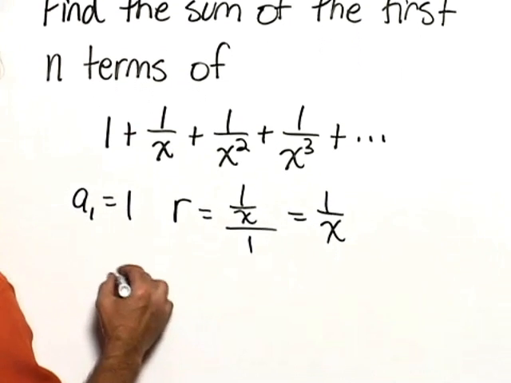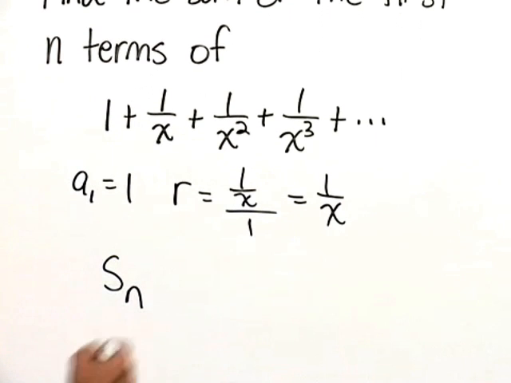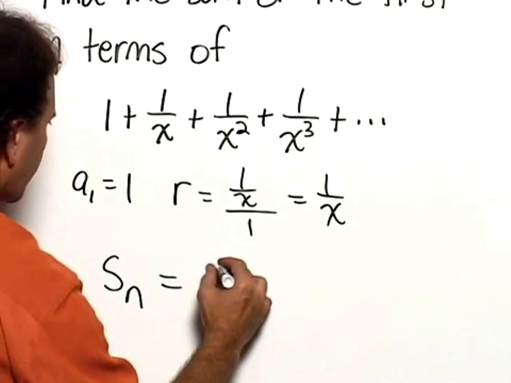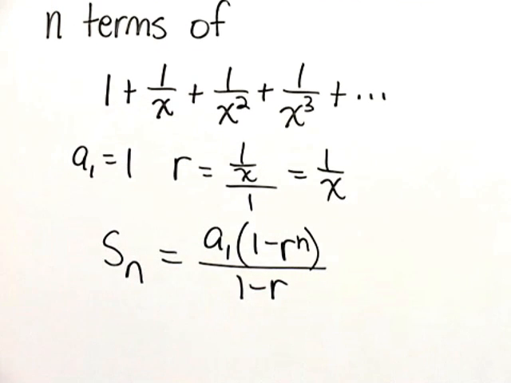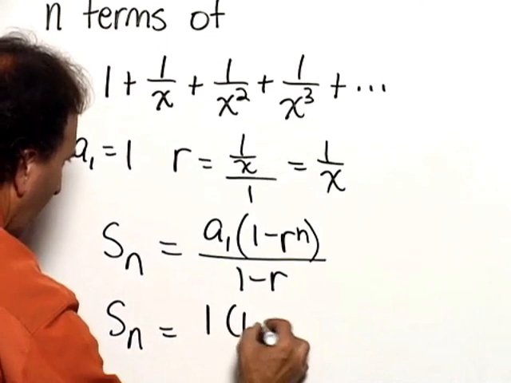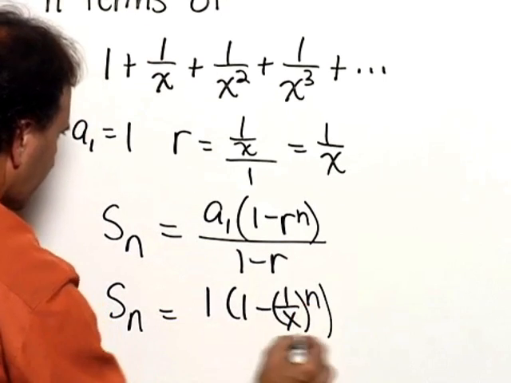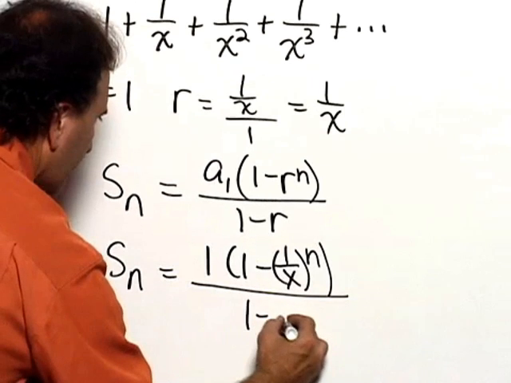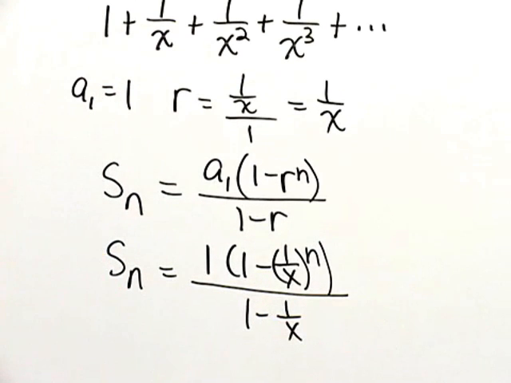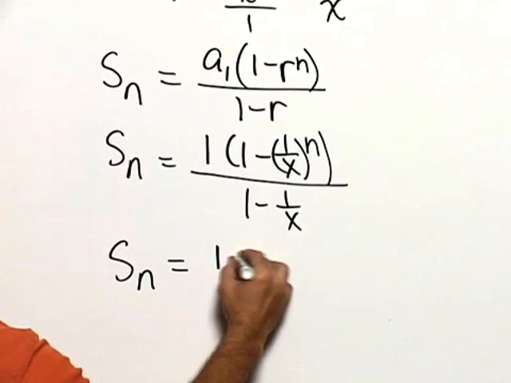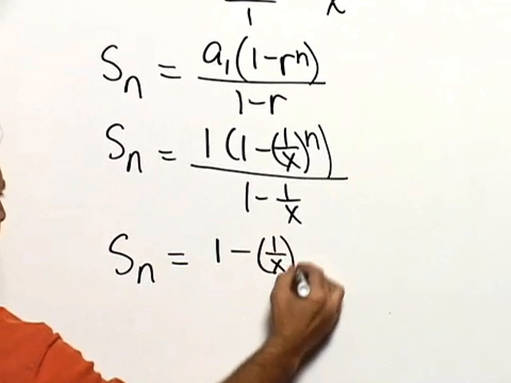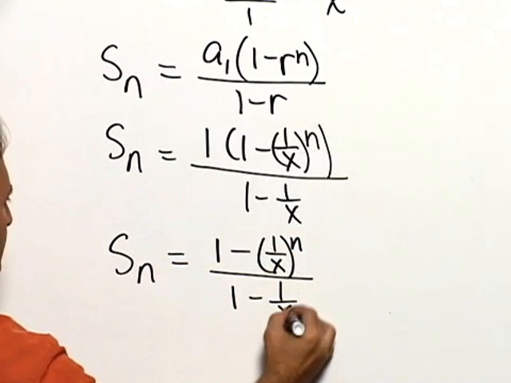Now the general formula for the sum of the first n terms is S sub n is equal to a sub 1 times, in parentheses, 1 minus r to the n, divided by 1 minus r. We can now make our substitutions. S sub n would be equal to 1 times 1 minus 1 over x raised to the n, divided by 1 minus 1 over x. Simplifying that just a little bit, we could give an answer S sub n equals 1 minus 1 over x to the n divided by 1 minus 1 over x.